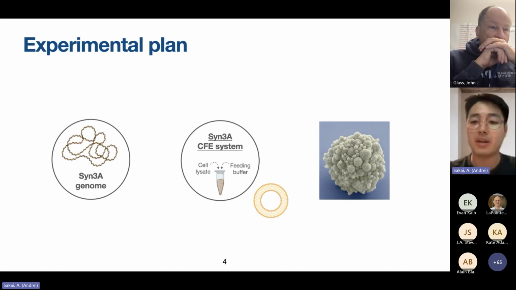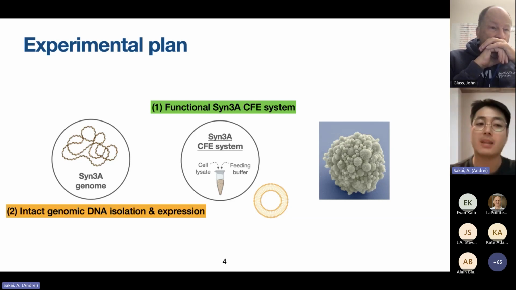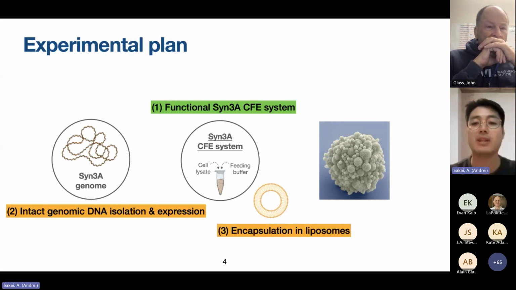So keeping those constraints in mind, we planned our experiments in three main goals. The first one would be building the functional syn3A cell-free expression system. And then we would isolate intact genomic DNA and also optimize the expression of these intact genomes in vitro. And finally, encapsulate the cell-free expression systems with genomic DNA inside the liposomes, and also optimize expression inside the liposomes.